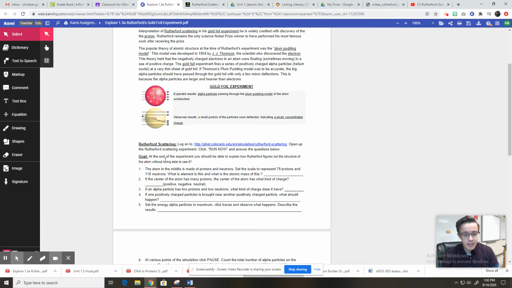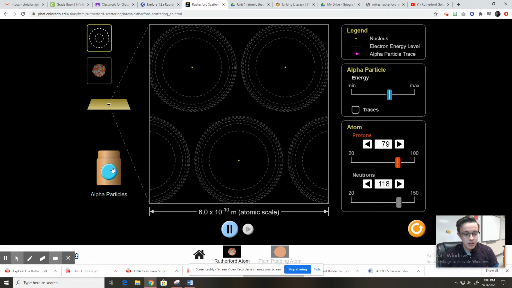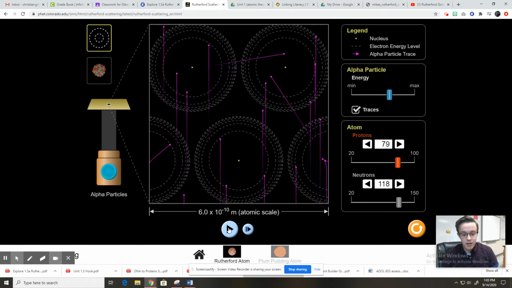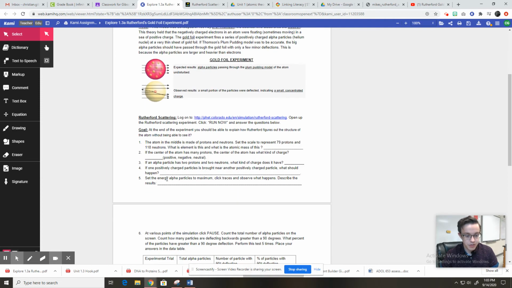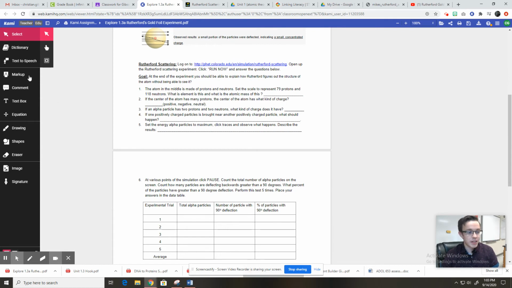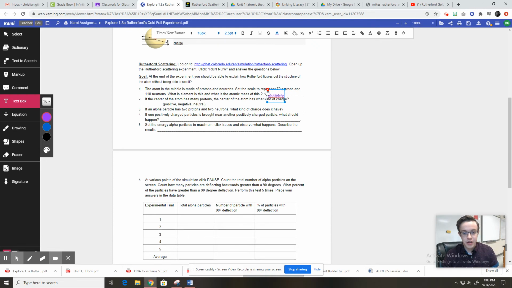Okay, so we've done that. And then you are going to click this. You're going to let it run for a little while, and then you're going to pause it. What I would recommend doing is turning on traces so that you can see the angles that the particles are going at. Then you're going to pause it, go back here, and answer these questions, like the atom in the middle is made of protons. So this is gold. I gave away a spoiler there. So there's a little treat if you're watching the video. And you're just going to type in text boxes here to answer the questions.